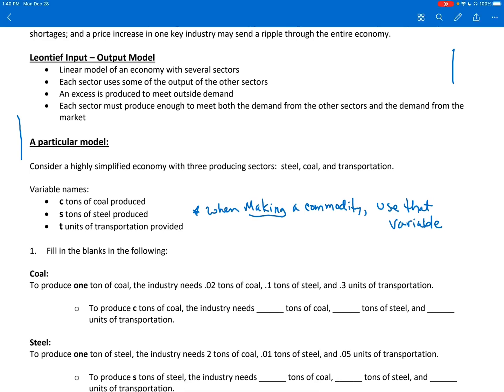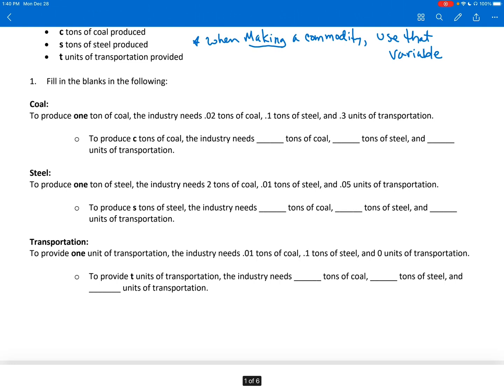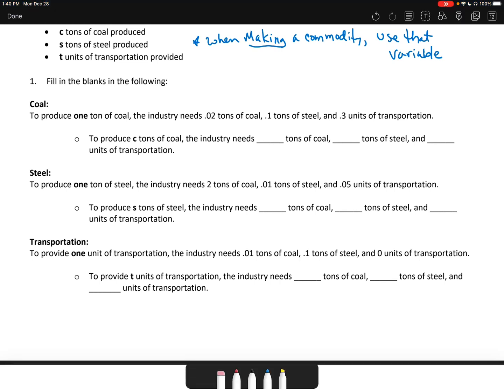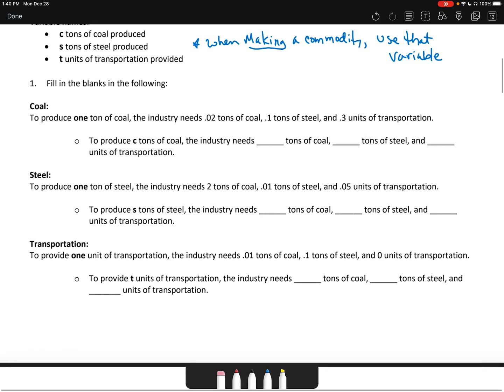Okay, so let's fill in these blanks below. It says to produce 1 ton of coal. So we are producing coal or making coal. So we're going to use a C in all of these. It says the industry needs 0.02 tons of coal. So they actually need some coal to produce more coal. So they need 0.02 tons of coal. That gets a C with it because we are producing coal. How much steel does it need? It needs 0.1 tons of steel, but that also gets a C with it because, again, we're producing coal. And we need 0.3 units of transportation.